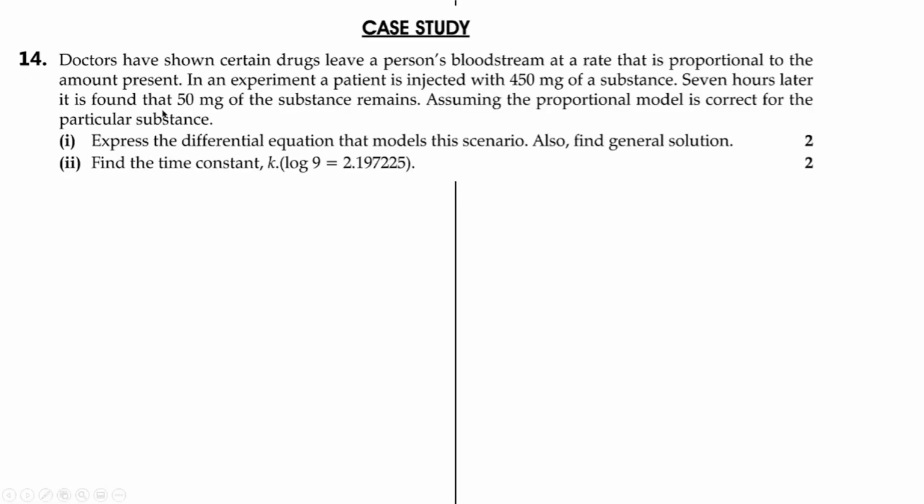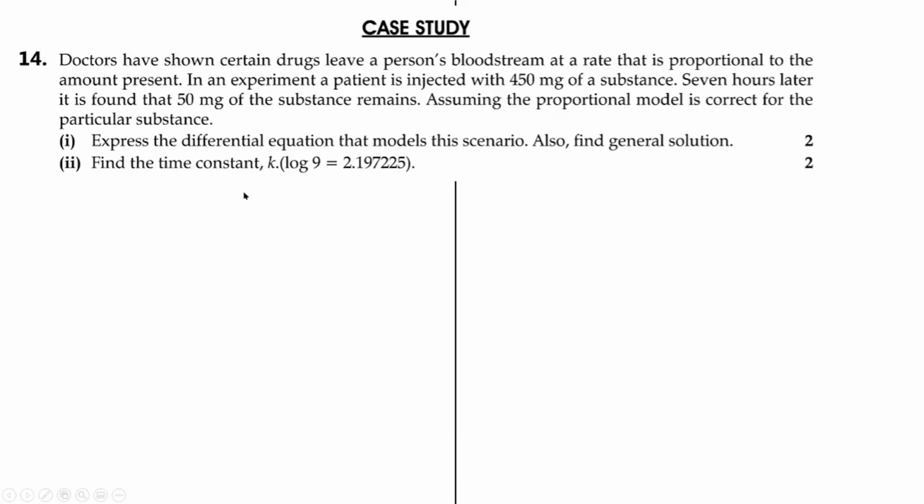Now moving on to the next question. This question I have taken from Oswald's self-assessment paper. It is a case study question which can be expected for 4 marks. Doctors have shown certain drugs leave a person's bloodstream at a rate that is proportional to the amount present. In an experiment, a patient is injected with 450 milligram of a substance. 7 hours later, it is found that 50 milligram of the substance remains. Assuming the proportional model is correct for the particular substance, express the differential equation that models this scenario. Also find the general solution.